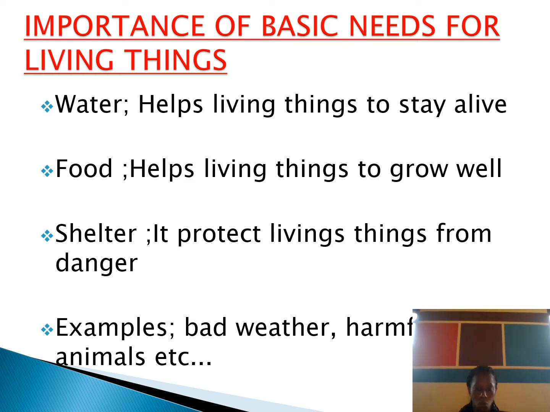Now, living things need water. The water helps living things to stay alive. And we also talked about food. Food helps living things to grow well. We also looked at shelter. Shelter protects living things from danger.